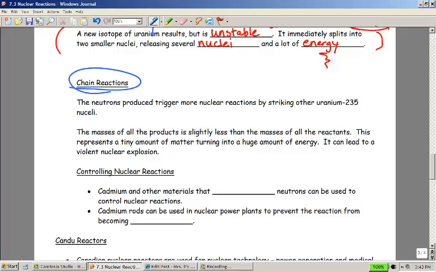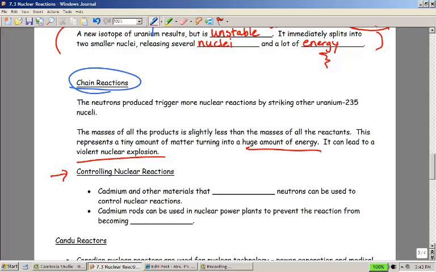If you take a look at figure 7.21 in your textbook, which is on page 318, it actually shows a nuclear chain reaction. You can see that every time one of these occurs, quite a bit of energy is released, which adds up to a huge amount of energy being released in total, and it can lead to a very violent nuclear explosion. So if you're going to use this type of reaction in a nuclear power plant, you wouldn't want to have a violent nuclear explosion. Obviously, you need a way to control the reactions.